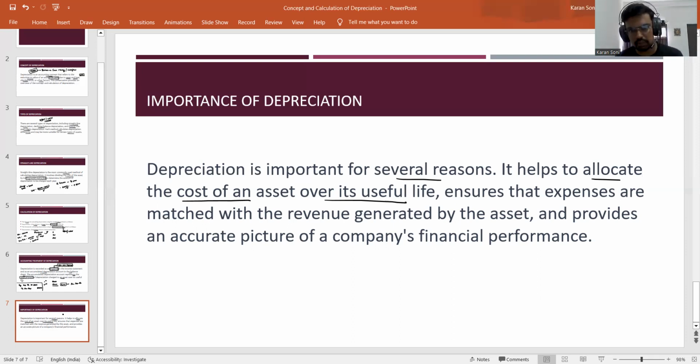Got it? Simple. It ensures that the expenses are matched with the revenue generated by the asset. This asset is gonna help me earn money for 5 years. You understand? It is gonna help me earn money for 5 years. So I have to charge the expense against the revenue of 5 years. Simple. The concept of revenue recognition, you might be remembering it, right?